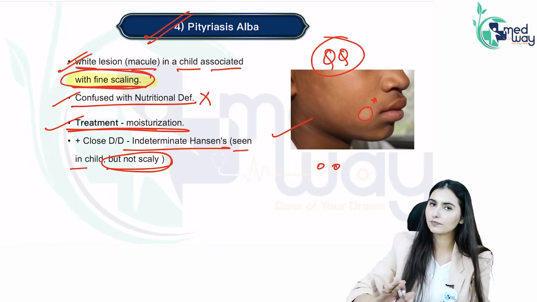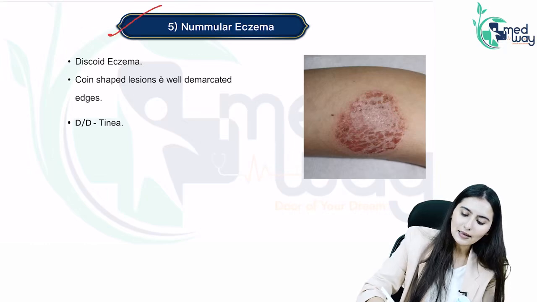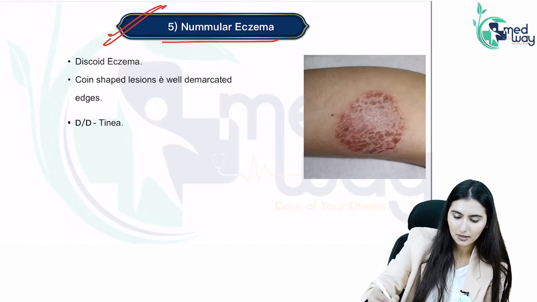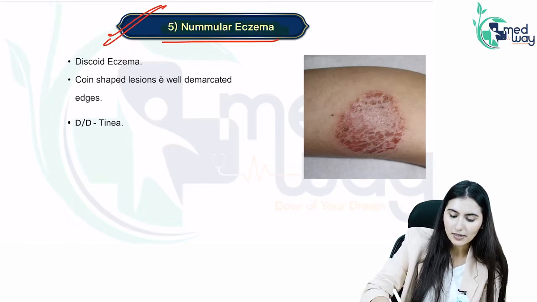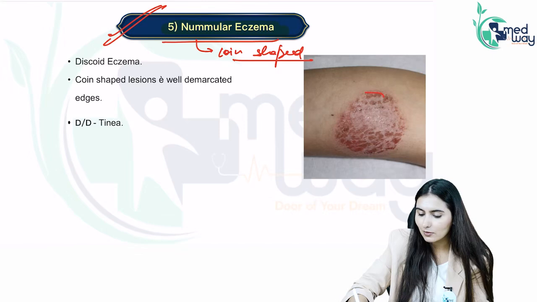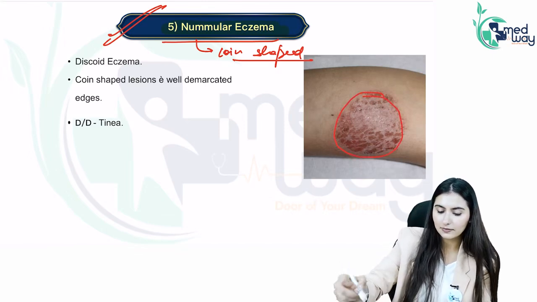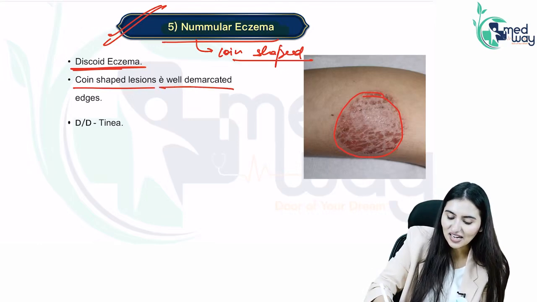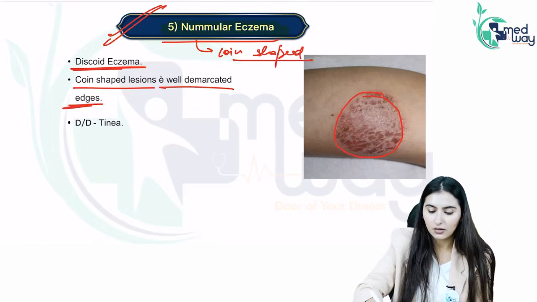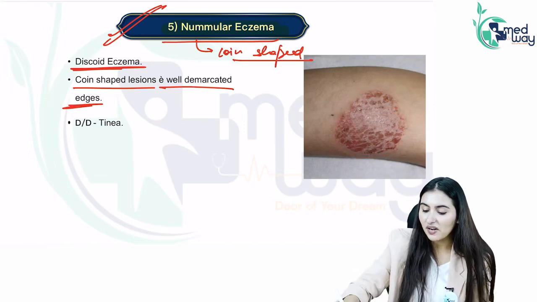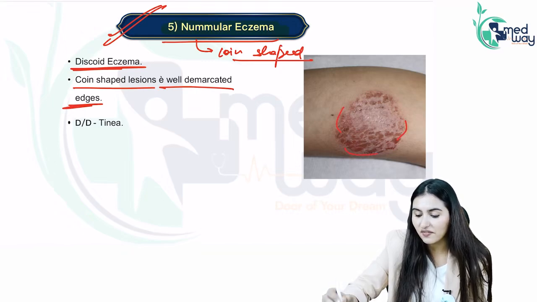Okay? The next, and I believe the last endogenous eczema is nummular eczema. What does nummular mean? Nummular means coin-shaped. Okay, discoid or coin-shaped. So you look at this, it looks like a coin only, no? Or a disc. So this is a discoid eczema. It is coin-shaped lesions with well-demarcated edges. You see, if you just look at it clearly, it's not irregularly defined. It is very well defined. The edges are very, very well defined.